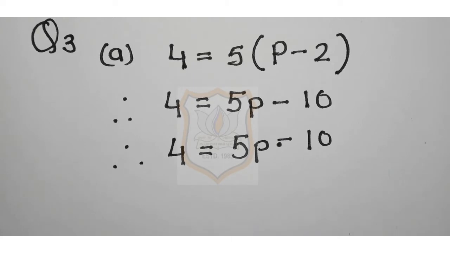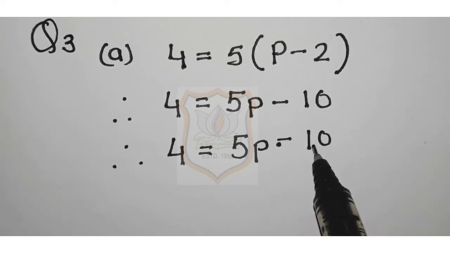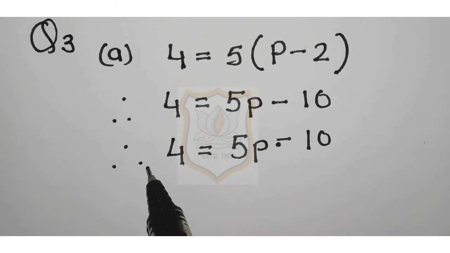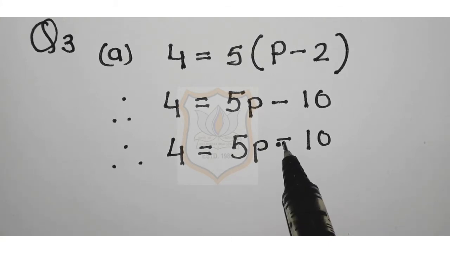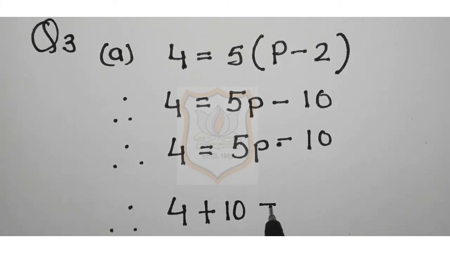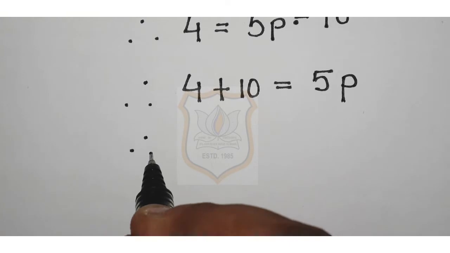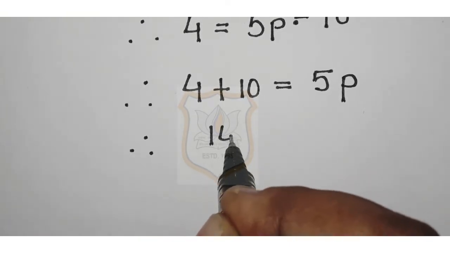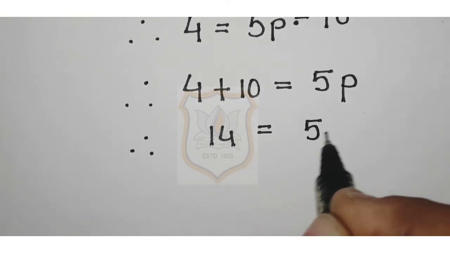Now students, we will shift or transpose this minus 10 towards the left side, and the sign of this minus will be changed to plus. Therefore, 4 plus 10 is equal to 5p. 4 plus 10 is equal to 14, so 14 is equal to 5p.